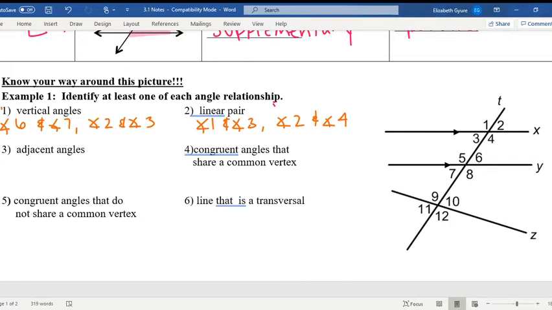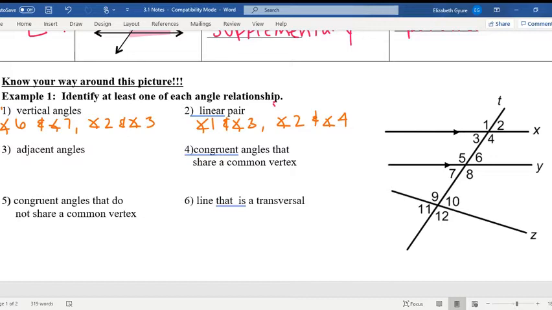Adjacent angles. This is more just to review our vocab. What are adjacent angles? Adjacent. If I said the person adjacent to you, where would they be? They'd actually be next to you. Adjacent angles are just angles that are next to each other.